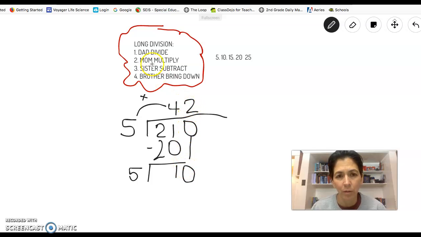I just dad divided. What am I going to do next? Mom multiply. 2 times 5. Now, if you want to draw the long rainbow, I'm okay with that. It's not really a rainbow, it's kind of like a landslide. Anyway, 2 times 5 is 10. I dad divide, I mom multiply, I sister subtract. 10 minus 10 is 0.